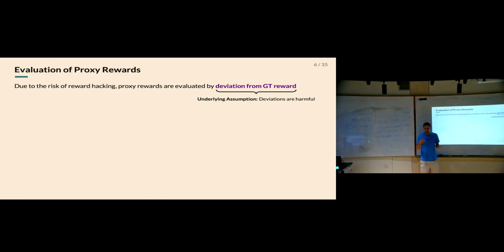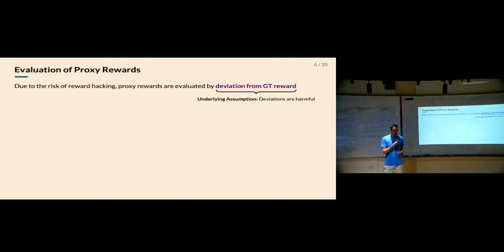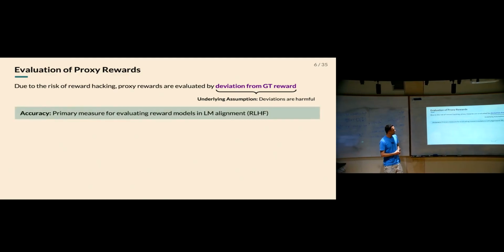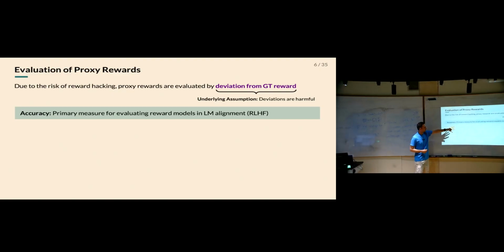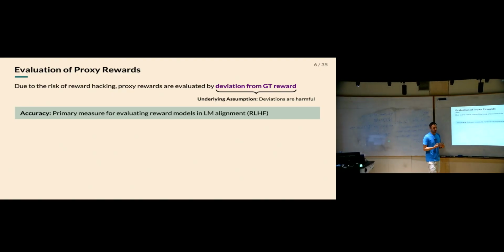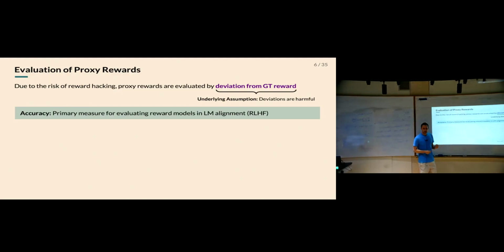And there can be different measures that you can think of. The one that people typically use in practice is accuracy, at least in the setting of evaluating reward models for language model alignment. Accuracy measures how well the reward function ranks different outputs.